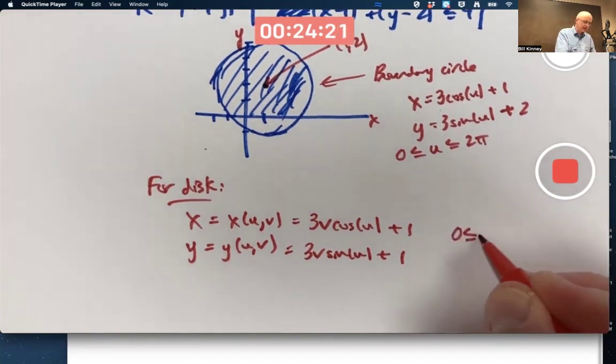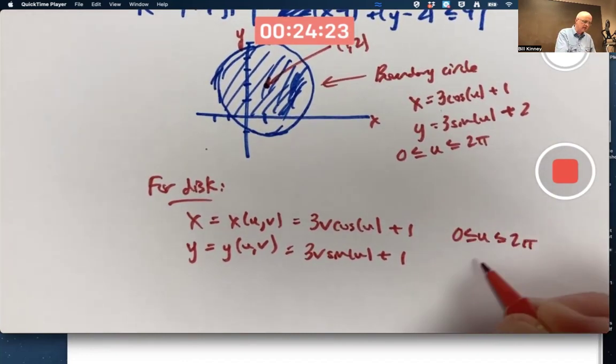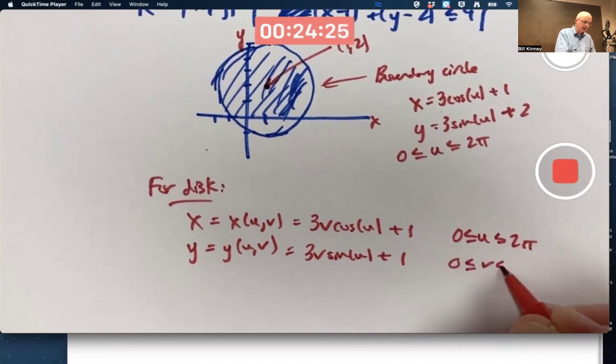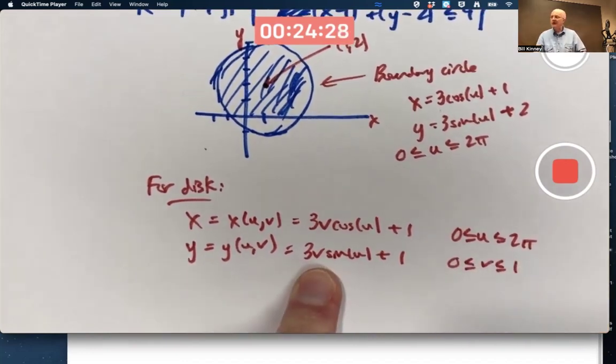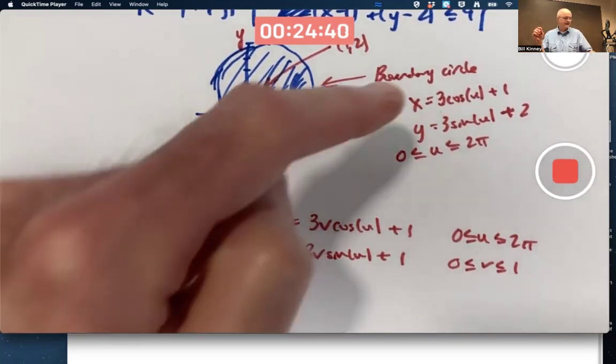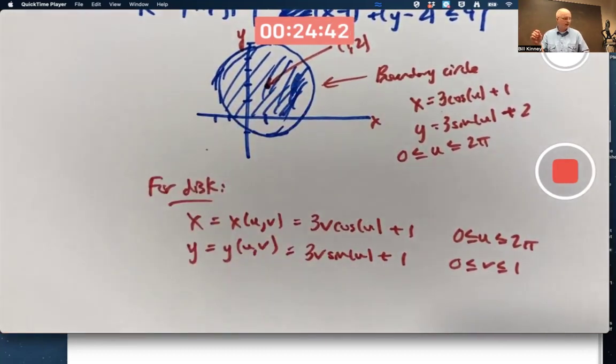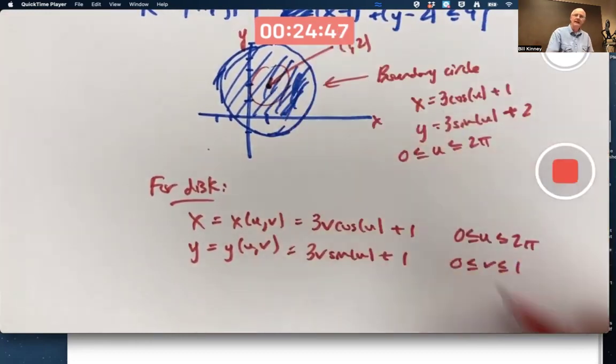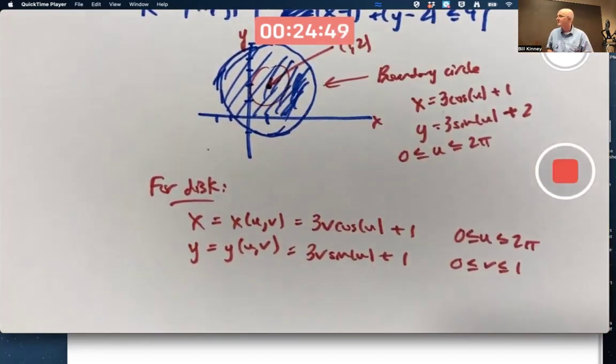U goes between 0 and 2 pi. It's like an angle. V goes between 0 and 1. When V is 0 in these equations, you get the point 1, 2, no matter what U is. When V is 1, you get the boundary circle. And when V is between 0 and 1, you get intermediate circles. This is kind of similar to polar coordinates. V is similar to R and U is similar to theta.